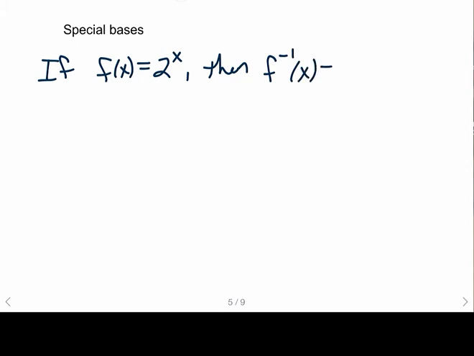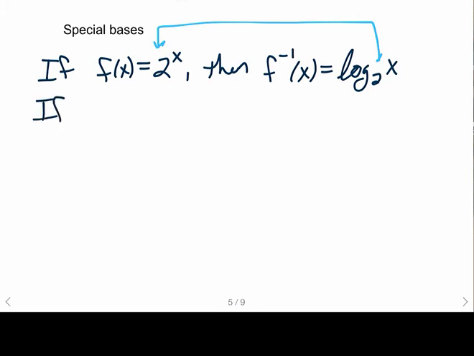Now we're going to take a moment to consider some special bases. First, a non-special one. If we have a function f of x, which equals 2 to the x, then what we've been looking at is the inverse. F inverse of x is equal to log base 2 of x. In other words, the subscript indicates the base.